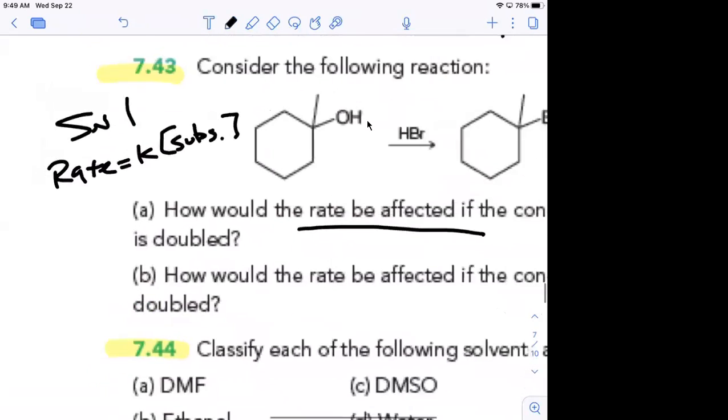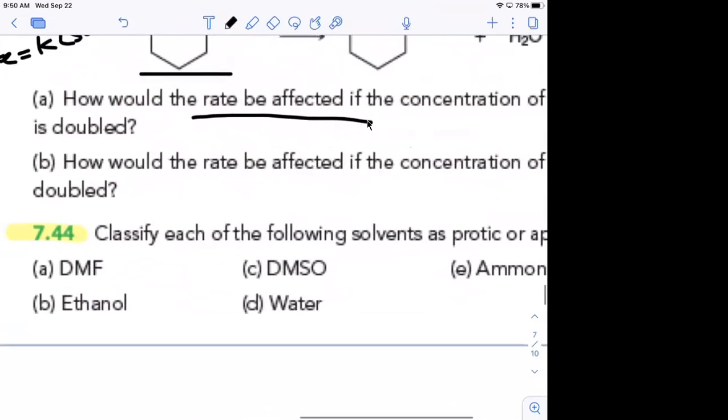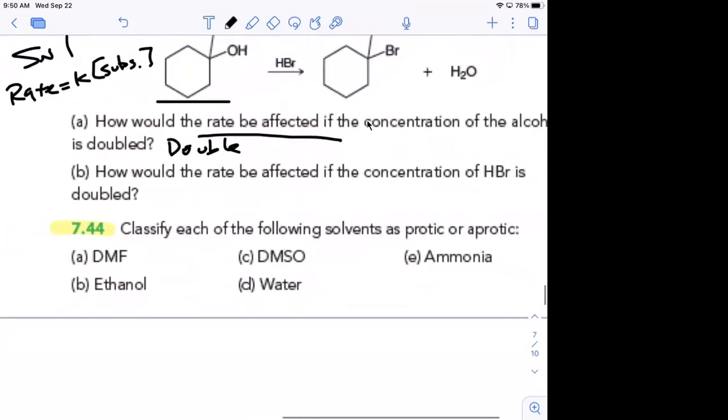Good. So now let's answer the question. How would the rate be affected if the concentration of the alcohol, which is your substrate, is doubled? The rate would also double. This is my substrate. That's my alcohol. And the rate will double if you double the concentration of the substrate. Good, excellent.